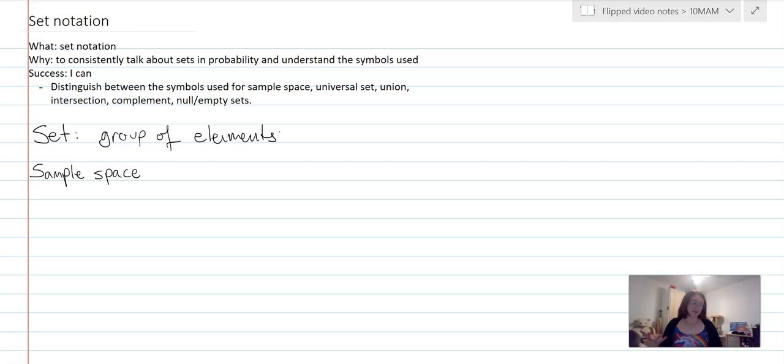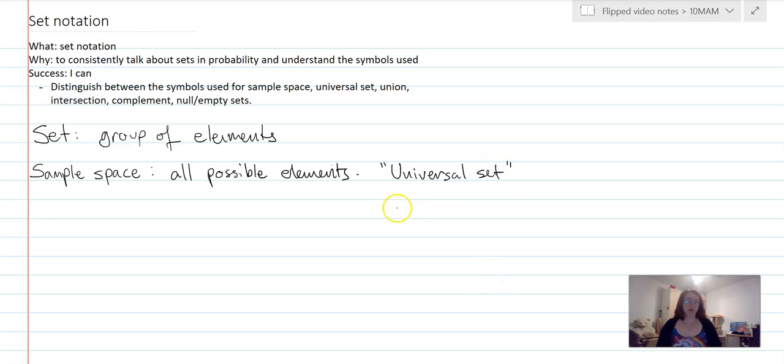Your sample space, which we've already looked at, we know is all possible elements. So if your set is the names of a group of people that like a particular thing, you might have multiple sets talking about flavors of pizza, for example. Your sample space is going to be all of the people that are in all of the different sets. So we sometimes call this the universal set.